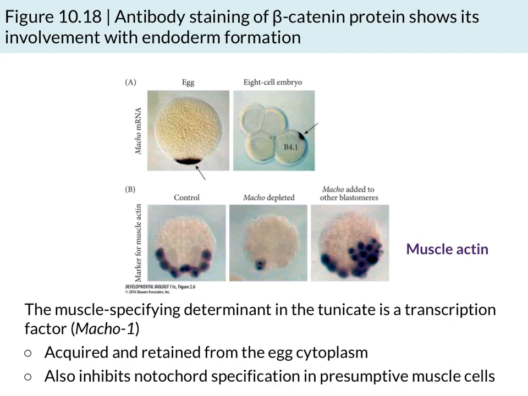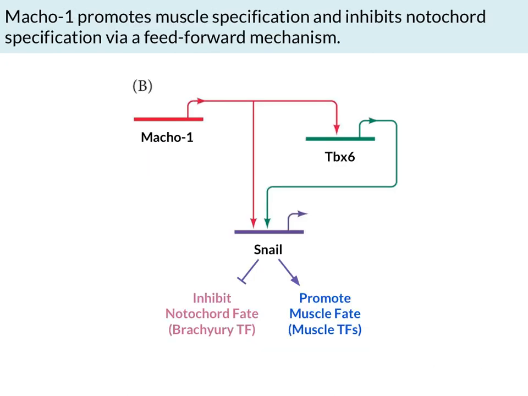Now, another function of MACHA1, besides turning on the transcription of genes that are required for the specification of muscle cells, like muscle actin, is to inhibit the expression of genes that are required for the formation of the notochord. Now, it appears to do this by acting together with the transcription factor TBX6 in a feed-forward manner. So that means that MACHA1 will turn on the expression of TBX6, and then MACHA1 and TBX6 together will activate the expression of another transcription factor, SNAIL.